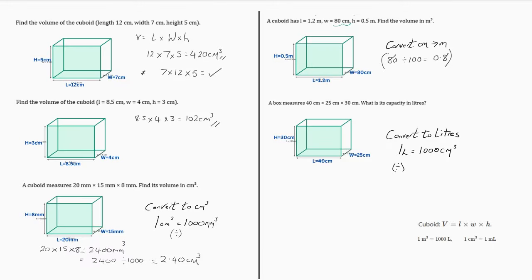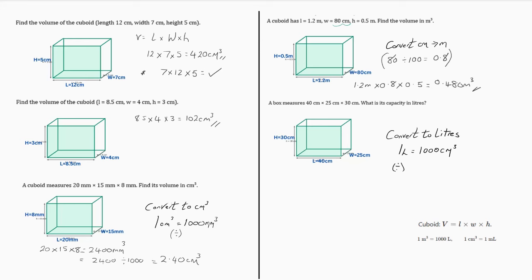So that's quite a well-used conversion, centimeters to meters, meters to centimeters. So I'm now going to plug it all in, and the length is 1.2 meters times our width, which is now 0.8 times 0.5. And you pop that all in your calculator and you will get 0.480 meters cubed. Okay? Don't be scared of a decimal. They're part of our new number system. And if it looks weird, don't worry about it. If you put that into your calculator, it's fine.